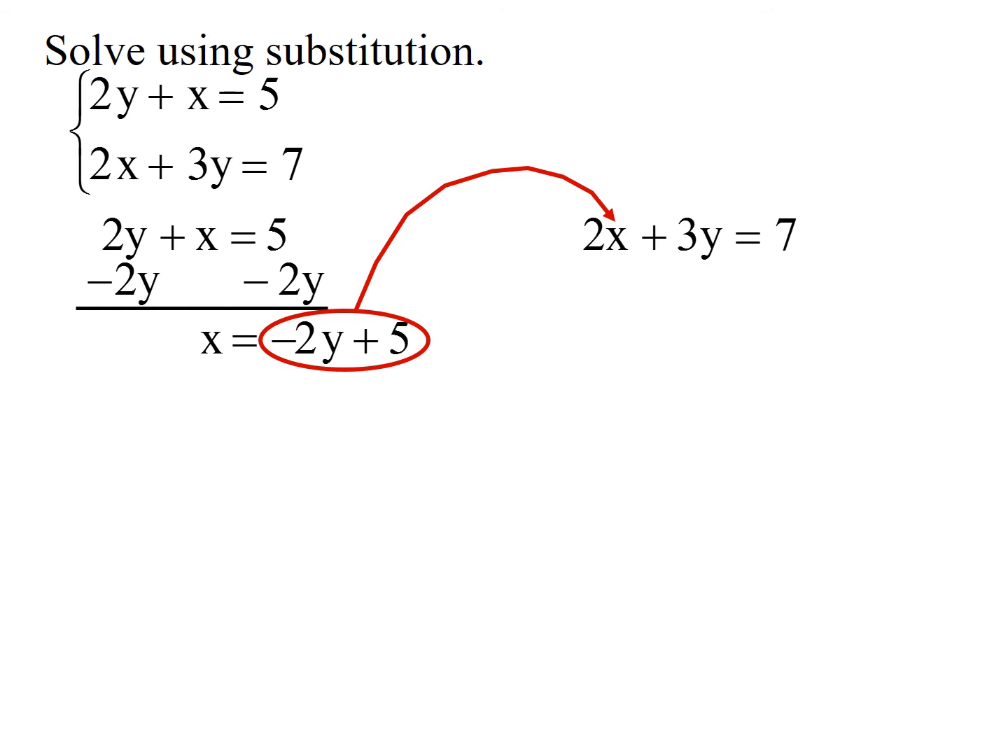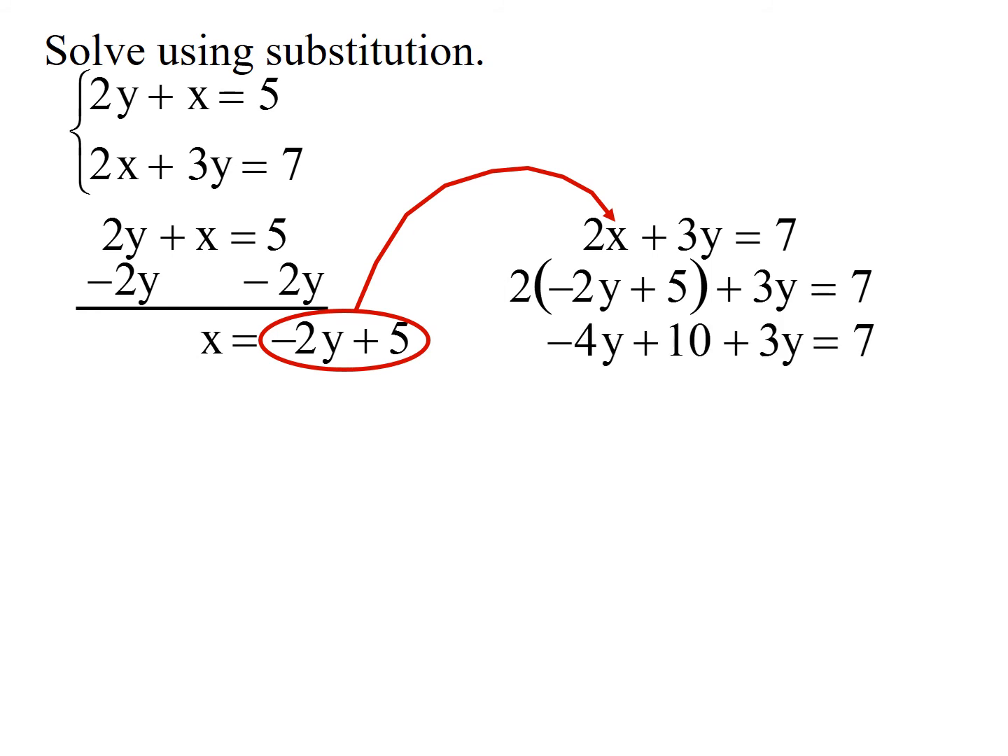Now it's really important that when you plug this in, you take into consideration that the x already has a coefficient. So you need to plug it in using parentheses, and we're going to have to do a little distributive property. Go ahead and distribute this. After that, go ahead and combine your like terms, and now you can solve.